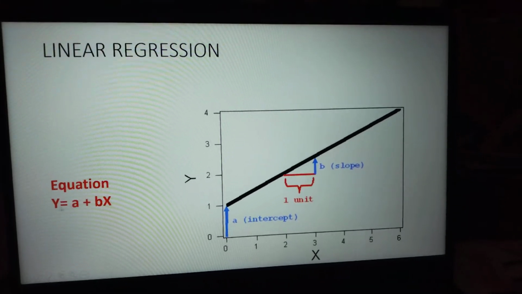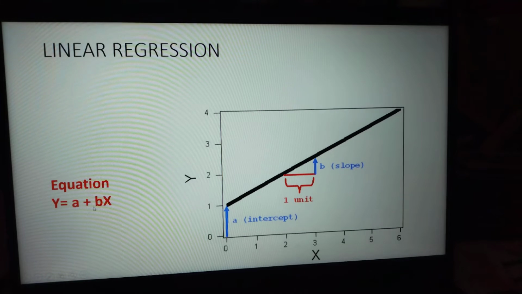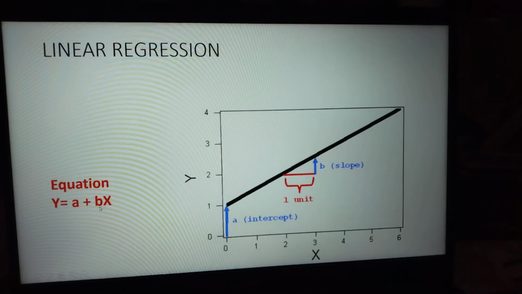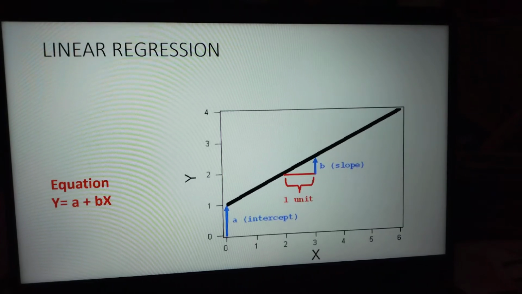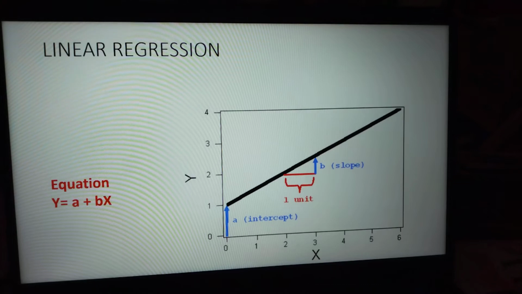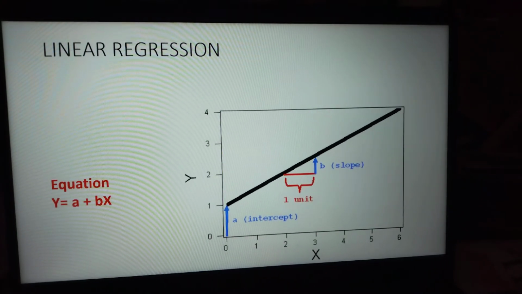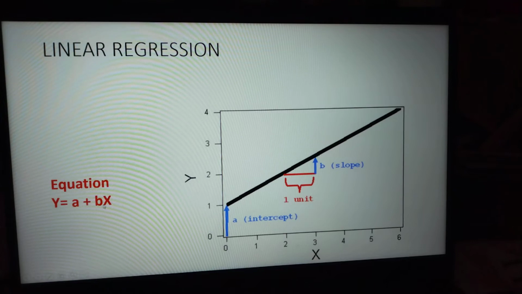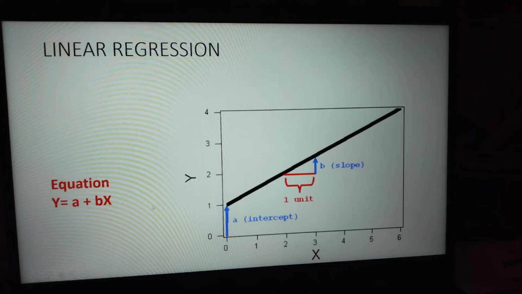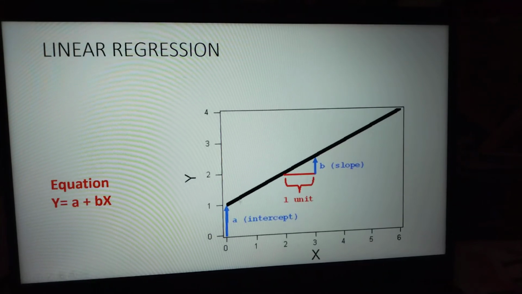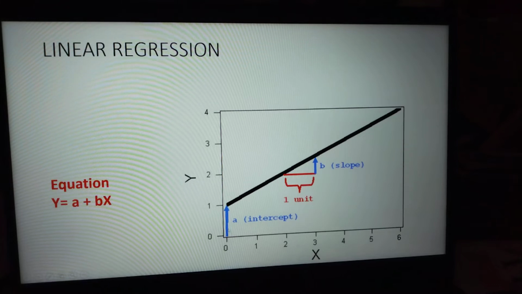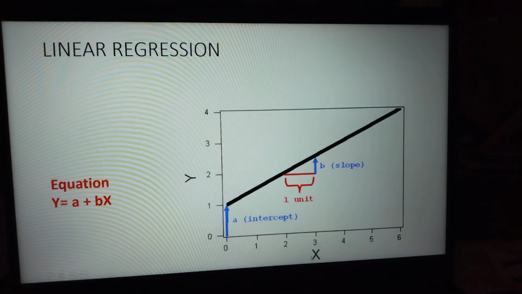So here Y and X are the variables, and small a and b are the mathematical constants. These are the constant values, some numerical values which are constant. I think you all have studied algebra in your 10th or 12th classes. So you can understand that Y and X are the variables and a and b are the constants. So here we have plotted the straight line, and this straight line is the data. It is data showing the relationship between Y and X variable.